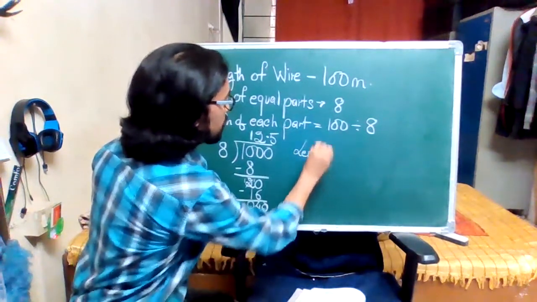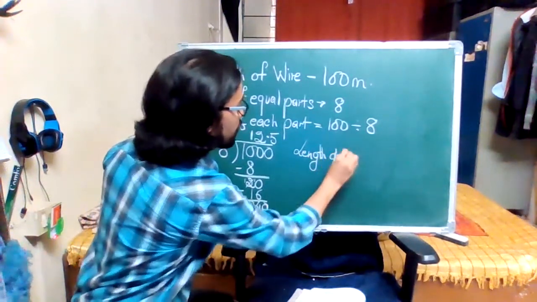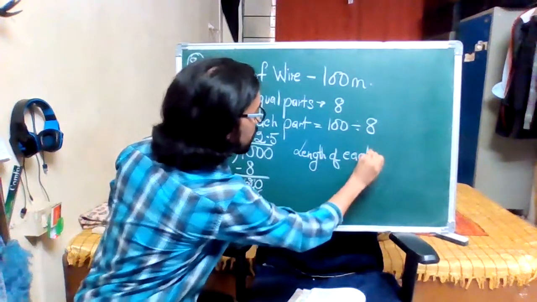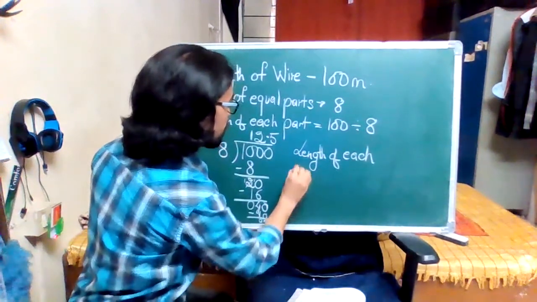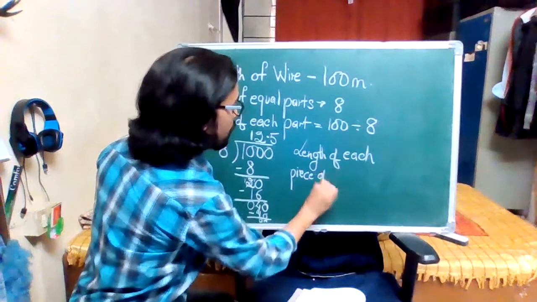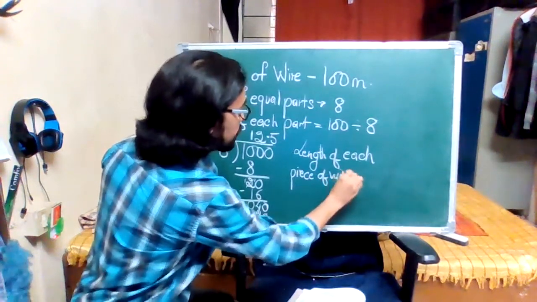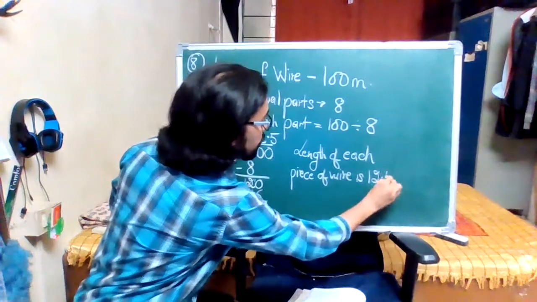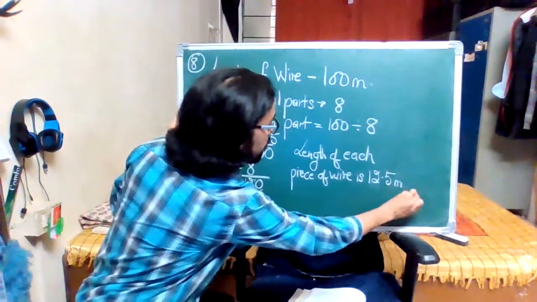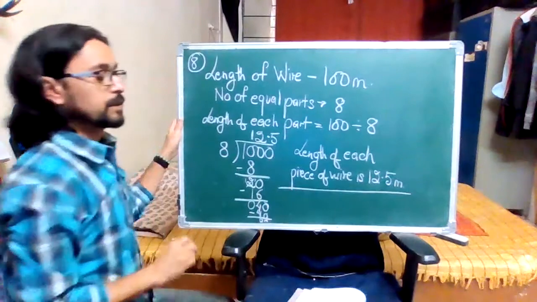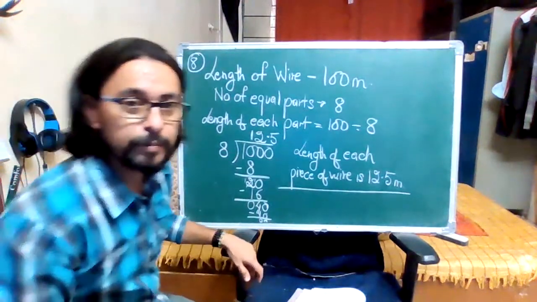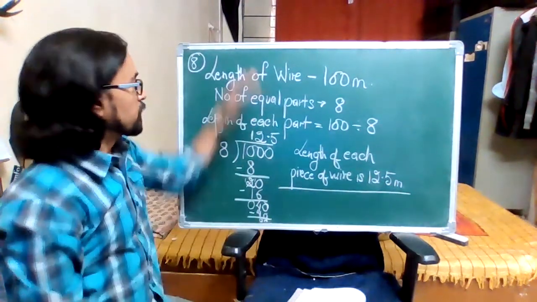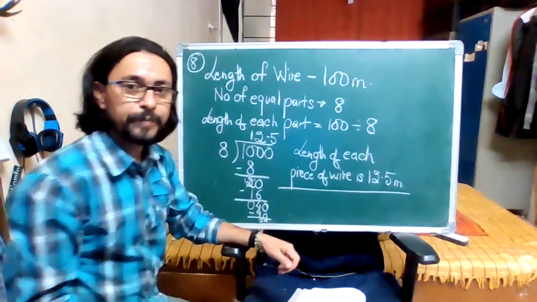Length of each piece of wire is 12.5 meters. 12.5 meters. So this is how the eighth sum is to be done.